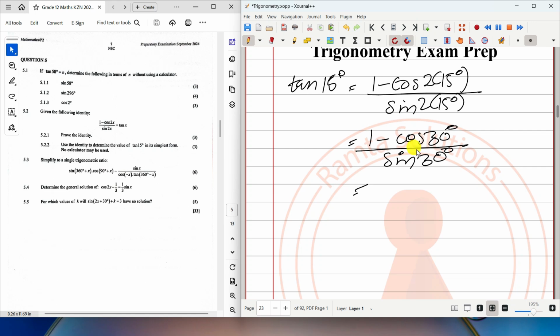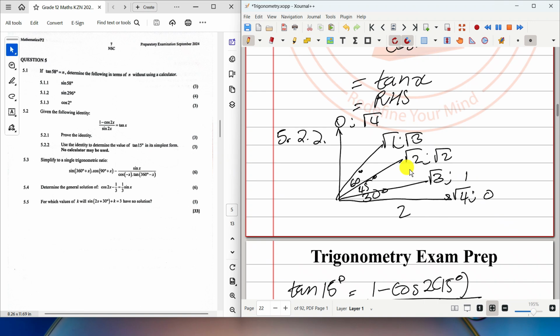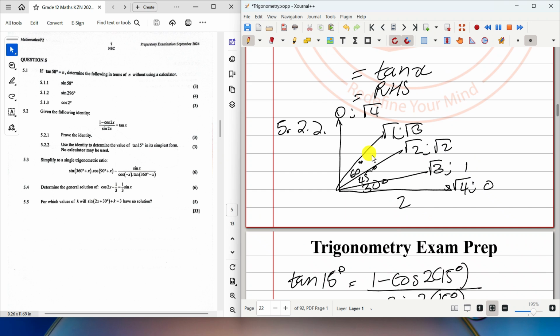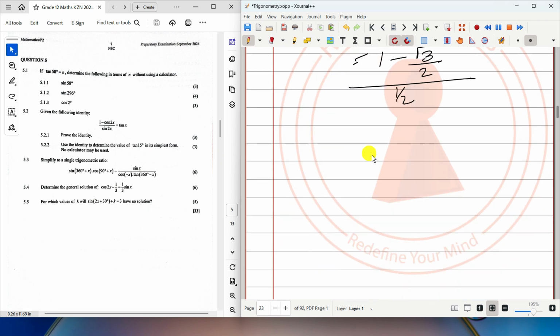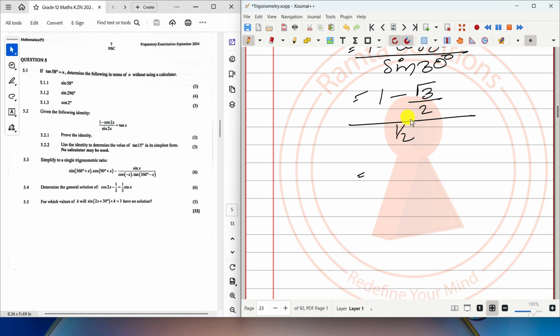Now what is cos 30 degrees? It is root 3 over 2. What is sine 30 degrees? It is half. You can go check it out in the diagram. Cos 30 is root 3, which is x over r. Perfect. Now, because we're not using a calculator, we have to simplify this. So this will be 2 minus root 3 over 2, all divided by half. Therefore, your answer will be 2 minus root 3.